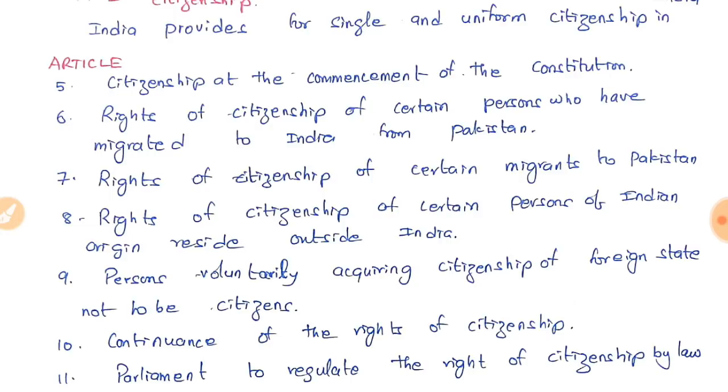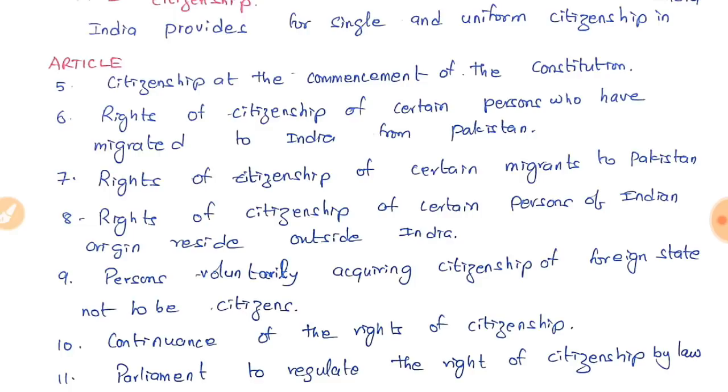Article 6 covers the rights of citizenship of certain persons who have migrated to India from Pakistan. You know, at the time of independence, most of the people who were in Pakistan came to India. Some of the people who were in India went to Pakistan. All this happened, friends. So mainly they concentrated on those people who came to India, and how they gave citizenship to them.